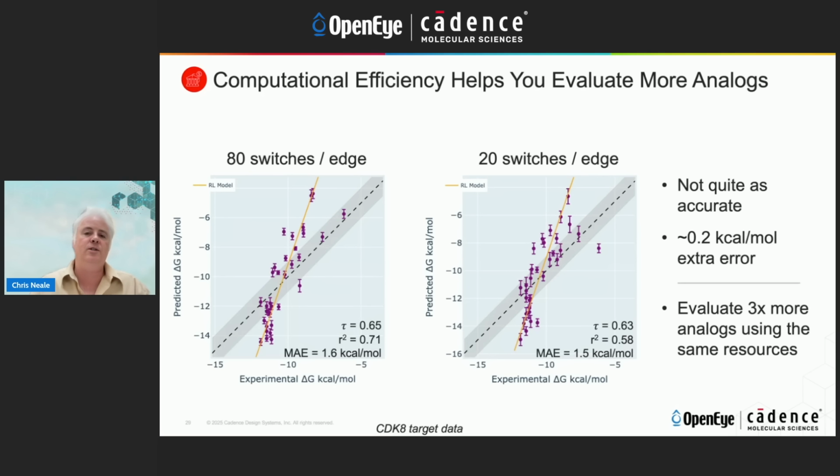What I showed you on the previous slide was a back calculation from existing 80 switch per edge data. Here I've actually just rerun a new set of MD simulations and a new set of edges. So on the left is our default settings, experiment versus FE-NES predictions. And on the right is this rapid 20 switch variant, where the R squared is a little lower. The uncertainty on the predictions is a little larger, but Kendall's tau is similar, and we're going to make similar decisions about which of these analogs to make and which ones not to make at a level that allows for 3 times the analogs to be put through for the same fixed computational budget.